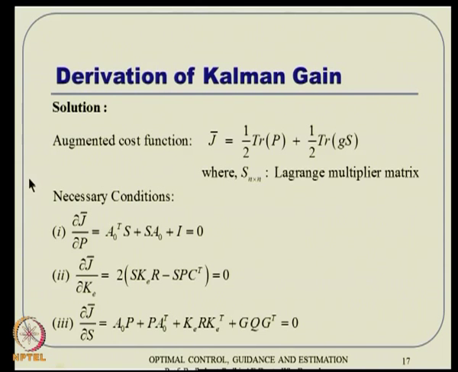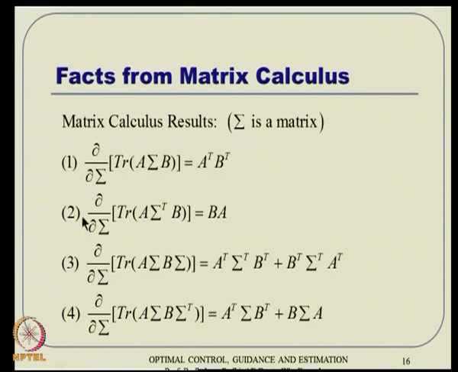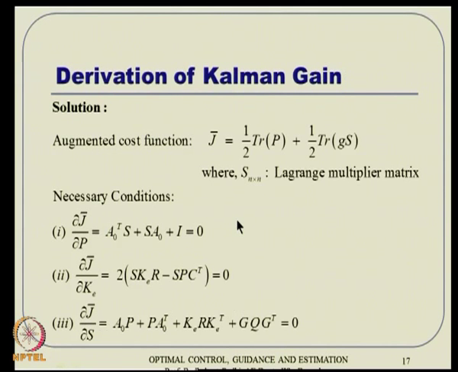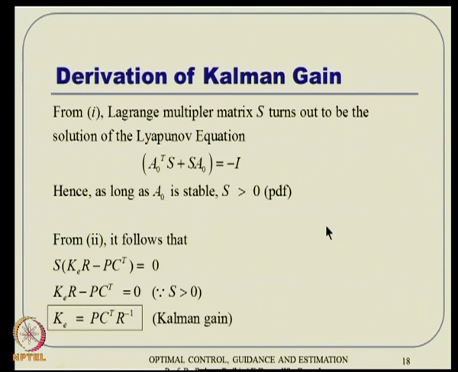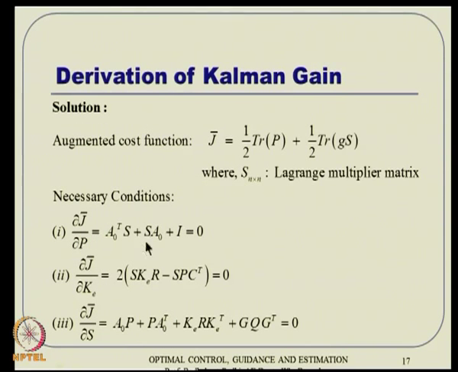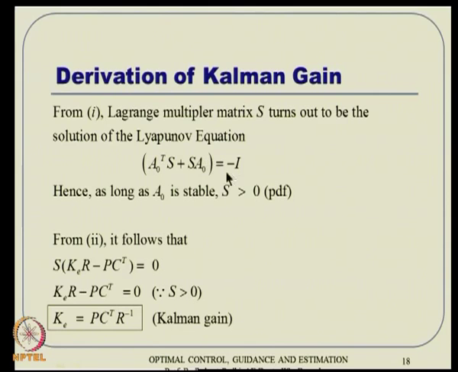Then the necessary condition is that, since these are functions of P, K, and S, the partial derivative of J bar with respect to P has to be 0, with respect to K has to be 0, and with respect to S has to be 0. These partial derivatives can be derived using some of these results, and it turns out to be something like this. Now, we have to solve these three equations together, and that is not that difficult. From equation 1, if you do this, the equation can be written something like this, and this is nothing but a Lyapunov equation.